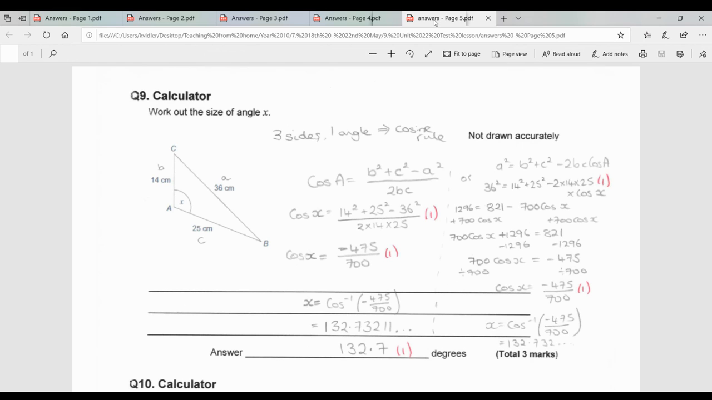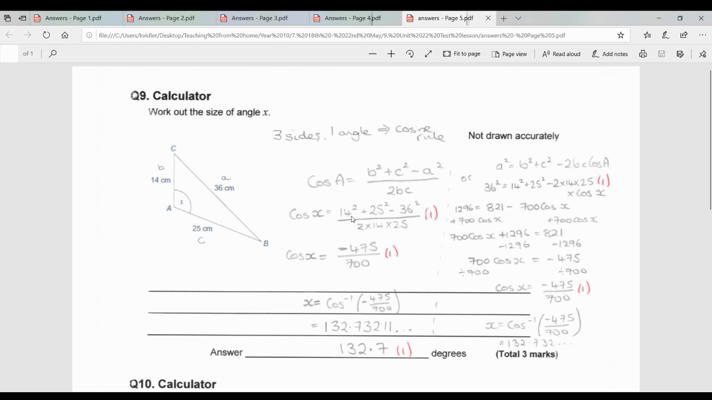And then if we start having a look at question 9, we want to find the angle x. Okay, so on this one we've got 1, 2, 3 known sides and 1 missing angle, so that tells me it's the cosine rule. We're trying to find an angle, so it could be this formula that you've tried to learn, which we then need to correctly substitute in all the values.